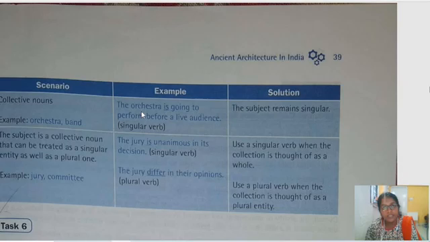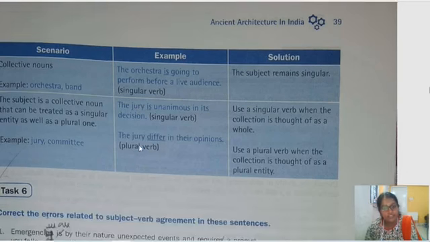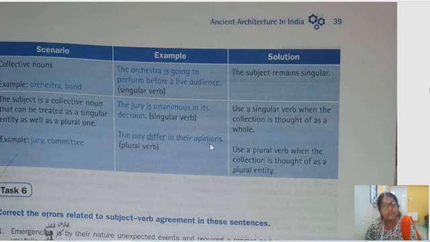So what's happening here? The orchestra is a lot of people together, but I'm considering it as a single entity, therefore I'm using "is". So: the jury is unanimous in its decision. The jury differ in their opinions. "Is" is a singular verb, because I'm treating the jury as a single entity.